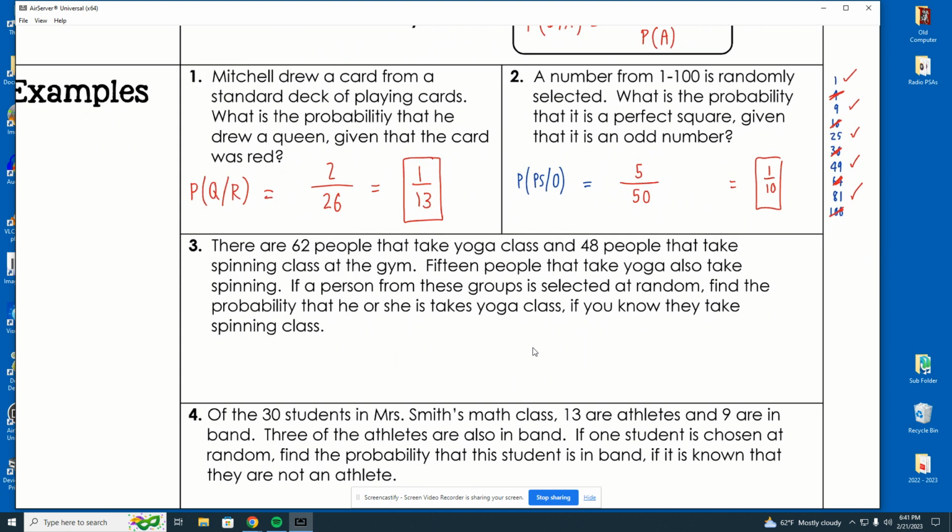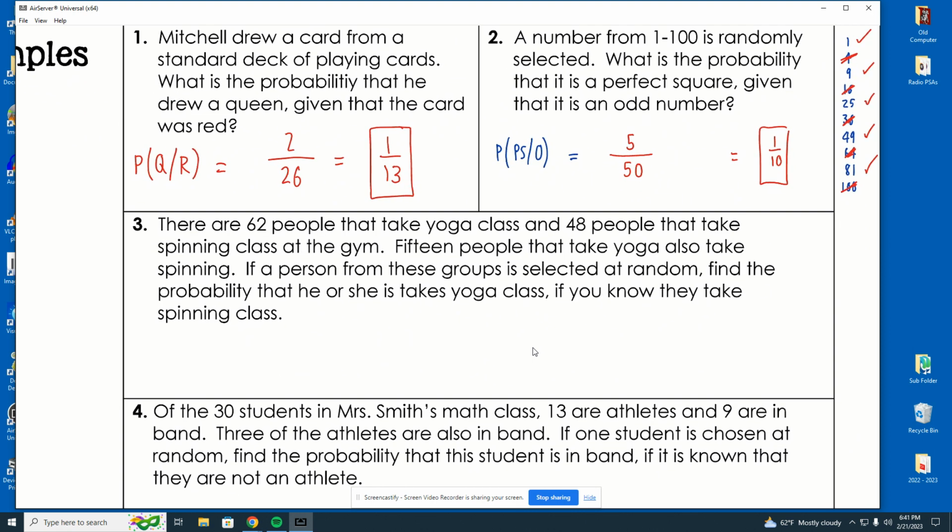Number 3, there are 62 people that take yoga class and 48 people that take spinning class. 15 people that take yoga also take spinning. If a person from these groups is selected at random, find the probability that he or she is taking yoga class if you know they take a spinning class.